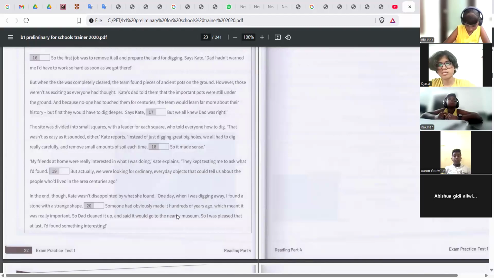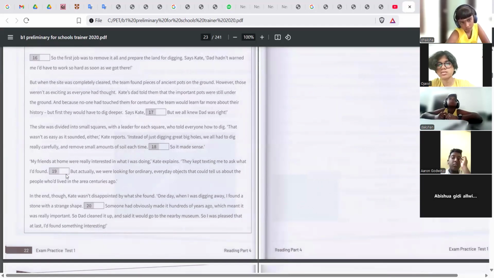My friends at home were really interested in what I was doing, but also like at home, they kept texting me to ask what I had found. The guys are reading here. After this, at the pet level, I would found. No, I had found. But actually, we were looking for ordinary everyday objects. What do they mean by but here, Ojasvi? But actually, we were looking for ordinary everyday.